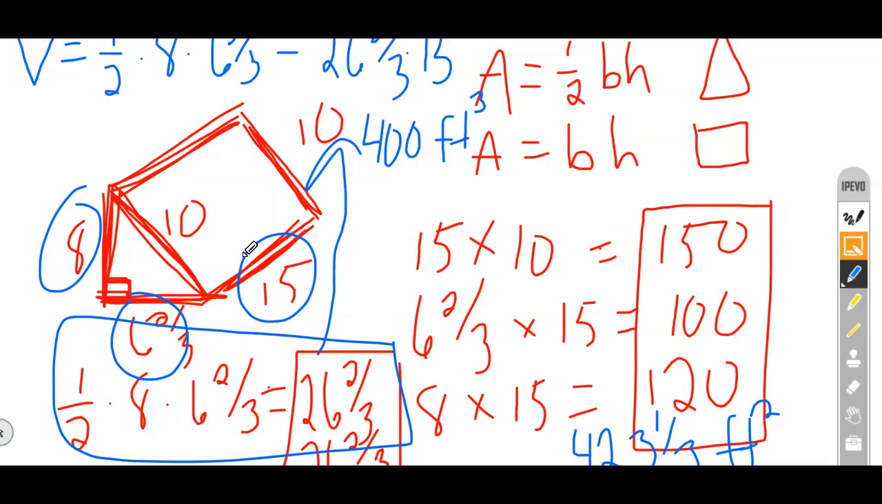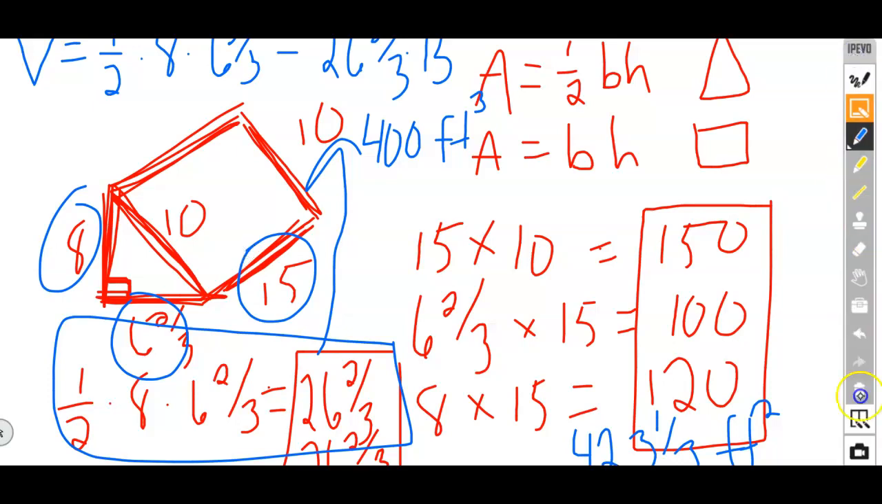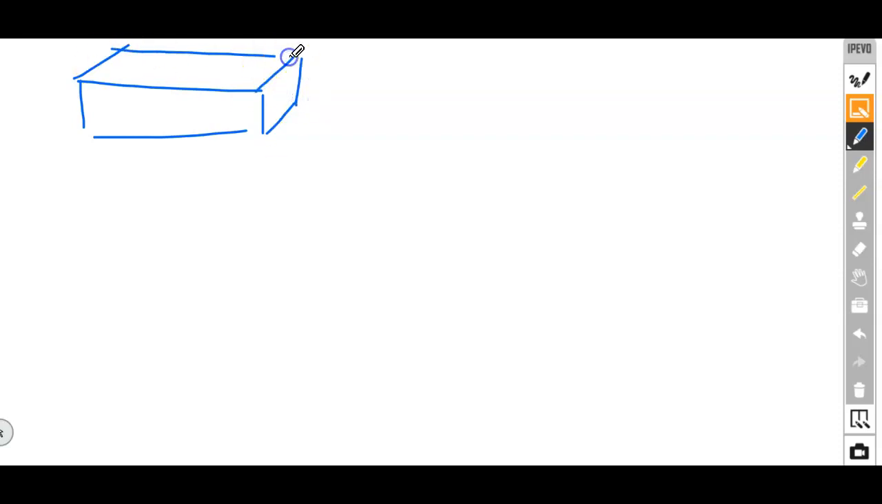Okay? Okay, what about the one above it now? We've got a rectangular prism. So let's start with surface area. What do I have to do? We got 4, we got 3, and we got 5. All right, so what do I have to do to find surface area of this thing?